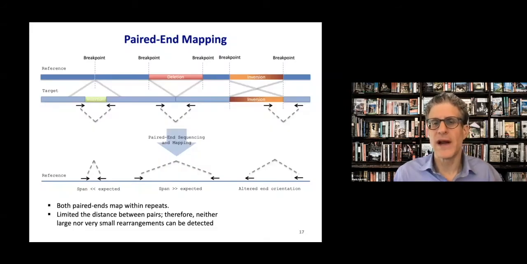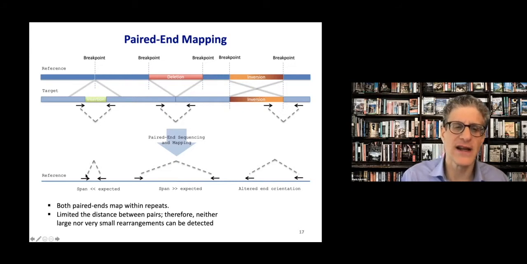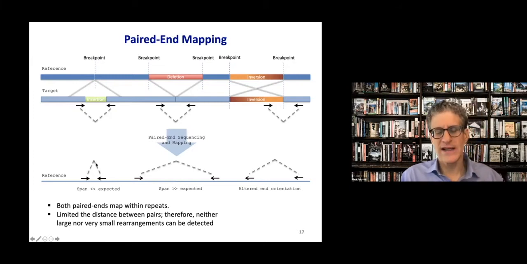So now I'm going to tell you about another method, and this is paired end mapping, and this is a very different type of approach for finding deletions and duplications in the genome. And this method takes into account the fact that often the way sequencing technology is done, people end up sequencing the two ends of a fragment, and they know they have a long fragment, and they sequence two ends.